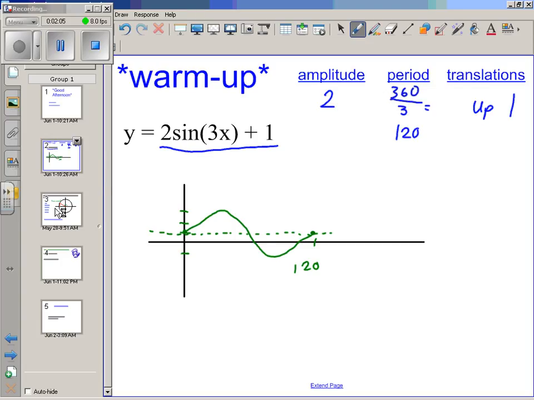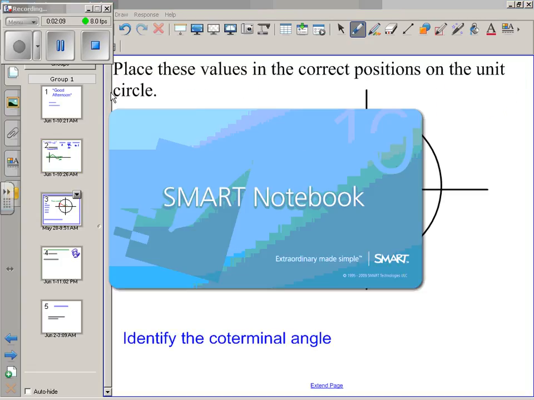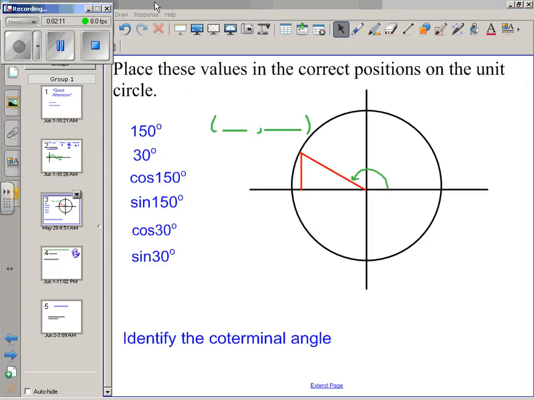Next slide. We are looking at, sorry about that, I think we are experiencing some technical difficulties.